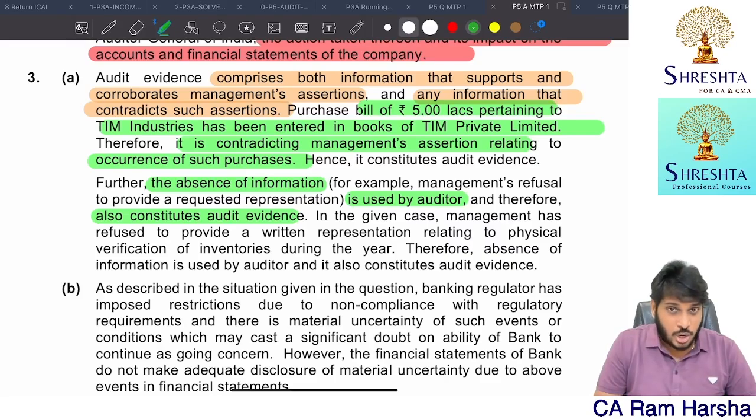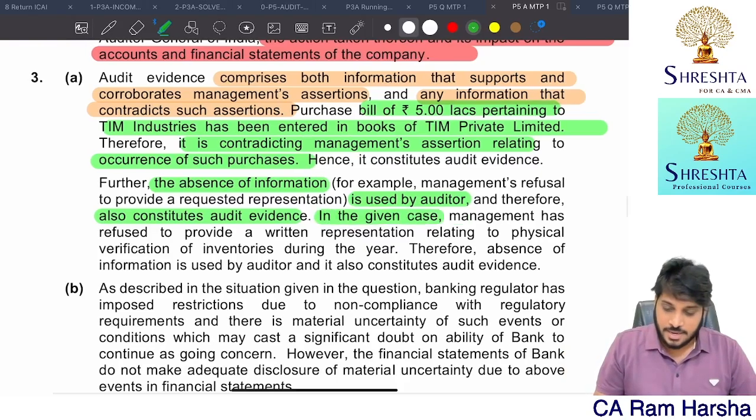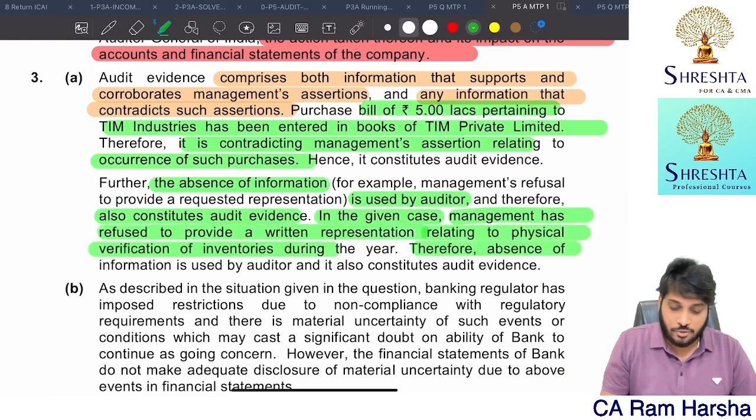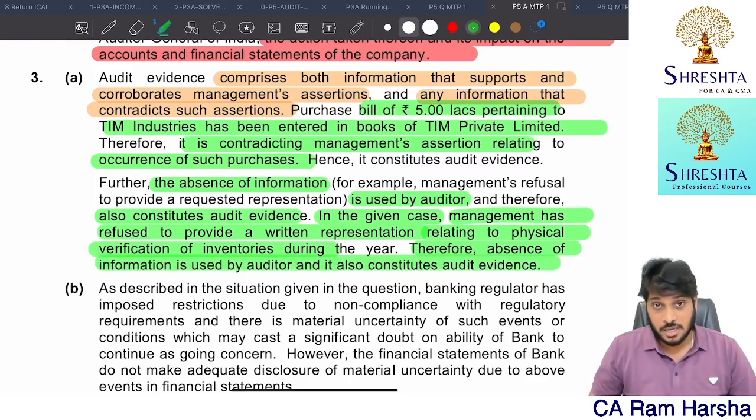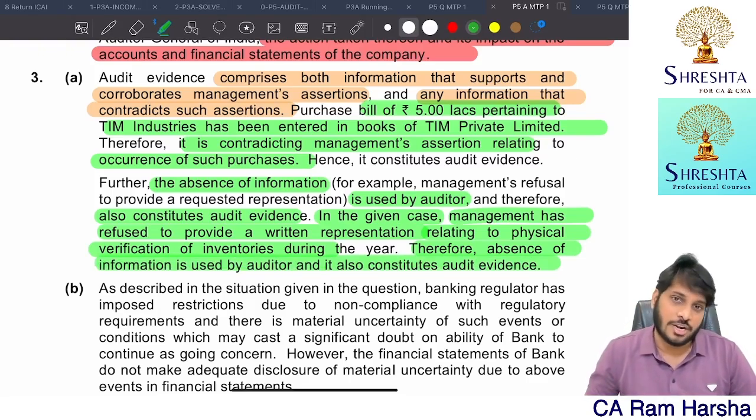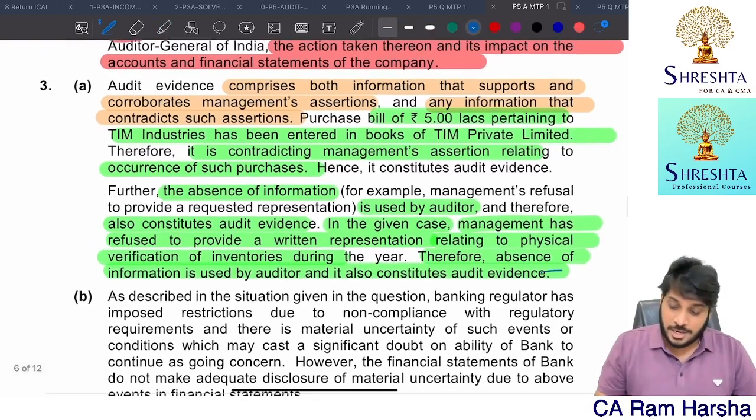Further, the absence of information used by the auditor also constitutes evidence. If at all the company is not giving information, that itself I will take as an evidence for me to give a modified opinion. In the given case, management refused to provide representation relating to physical verification of inventory. Therefore, absence of information or rejection of information by the management itself is an audit evidence. Using this, the auditor will give a modified opinion. That's it.